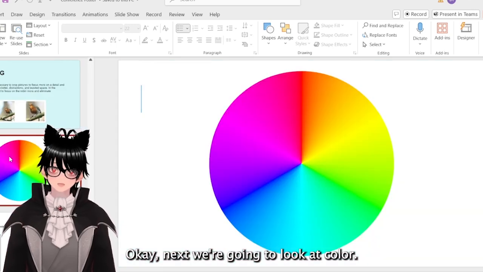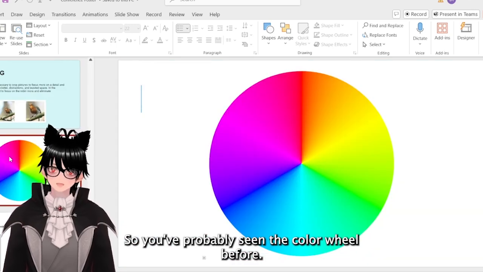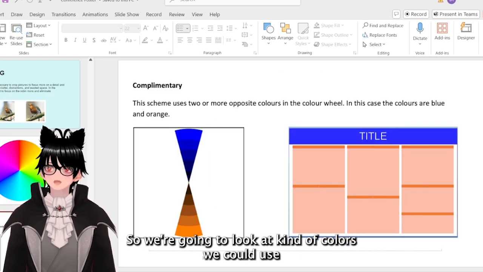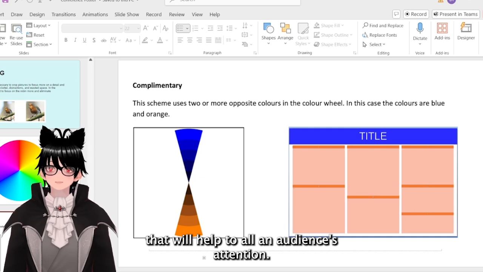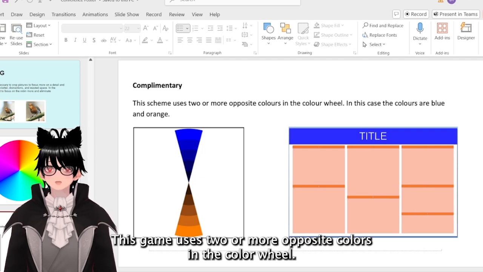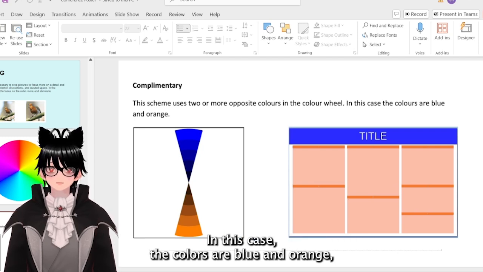Okay, next we're going to look at colour. So you've probably seen the colour wheel before. So we're going to look at colours we could use that will help draw an audience's attention. So first is complementary. This scheme uses 2 or more opposite colours in the colour wheel. In this case, the colours are blue and orange.